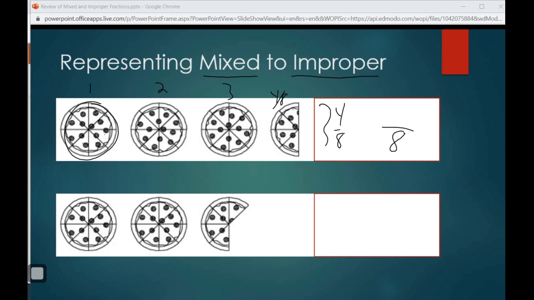Then we have to count how many slices we actually have available. So we have 1, 2, 3, 4, 5, 6, 7, 8, 9, 10, 11, 12, 13, 14, 15, 16, 17, 18, 19, 20, 21, 22, 23, 24, 25, 26, 27, 28.